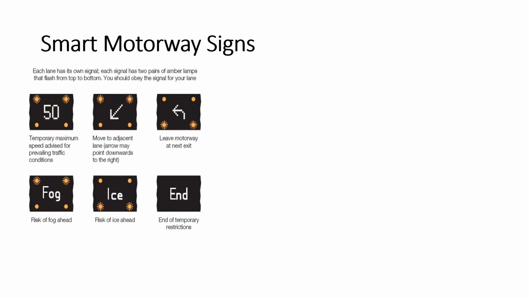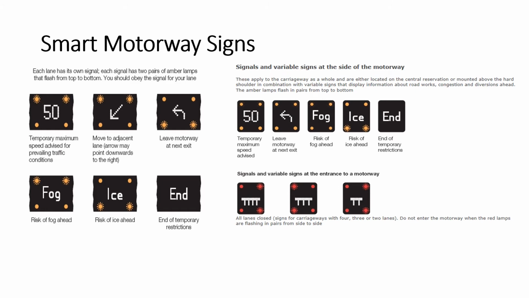So for example, if you saw this after a 50, it would mean end of 50 mph speed limit. You may see a number displayed above the hard shoulder, and this would indicate that it's being used as a running lane. You may also notice these red signs on approach to the entrance of the motorway. This would mean that there are lane closures.